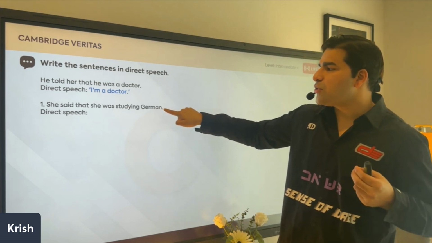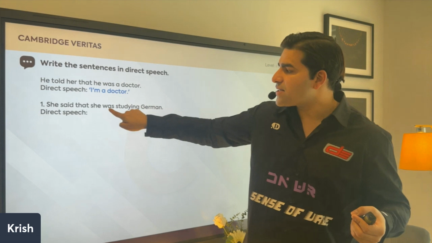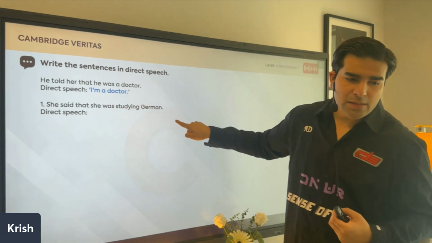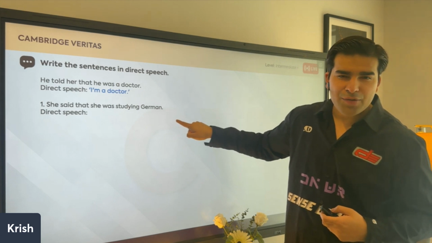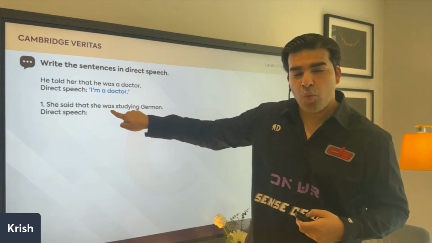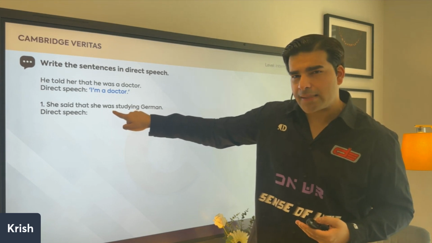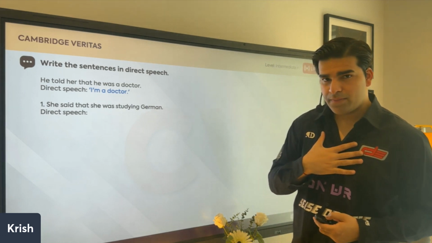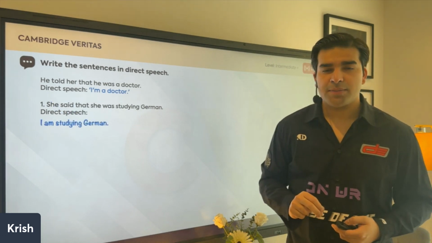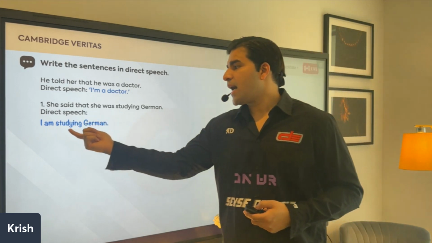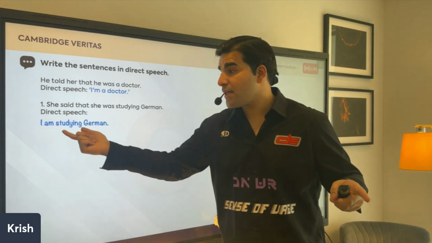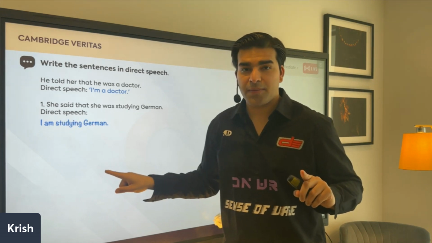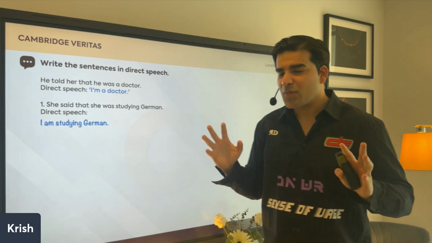She said that she was studying German. What is the present of "was"? "Am." So, in direct speech, it is... What do you think? I know you can do this. The present of "was" is "am." So the correct answer is "I am studying German." And so for this sentence, reported speech is "she said that she was studying German." All right, here we go.